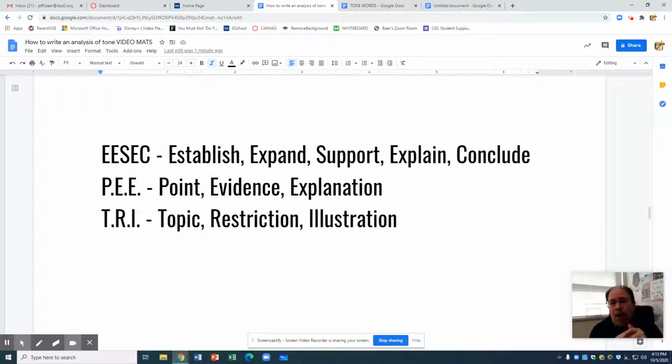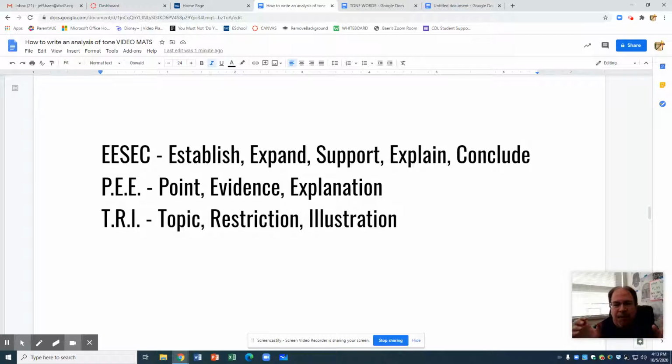But if you aren't familiar with ESEC, you may be familiar with some other types of paragraph models. There is the very unfortunately acronymed Point Evidence Explanation, or PEE. That's just an awful name, but there you go. But it's got the same basic structure as ESEC, right? The point is the topic sentence. The evidence is your support, and then the explanation is the explanation.